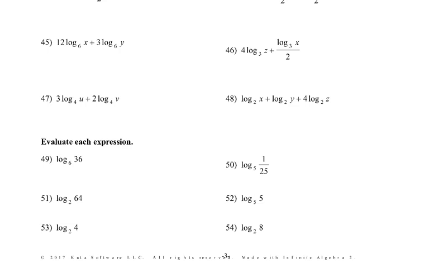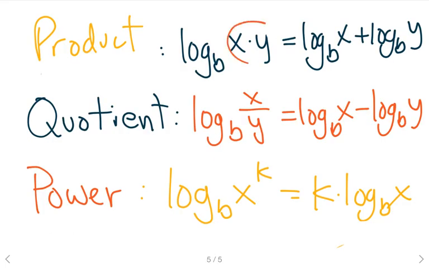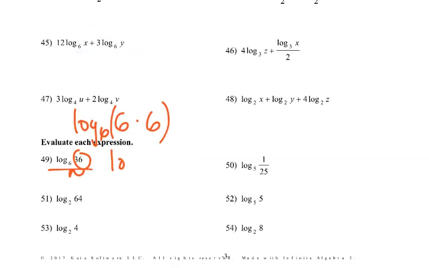So picking up where we left off, let's just get to work on these ones. So log base 6 of 36. Well, I think about 36. Could it be connected to 6? Yeah, that would be 6 times 6. So log base 6 of 6 times 6, which, if we use our product rule, we can take those and split them up with addition. So that becomes log base 6 of 6 plus log base 6 of 6.